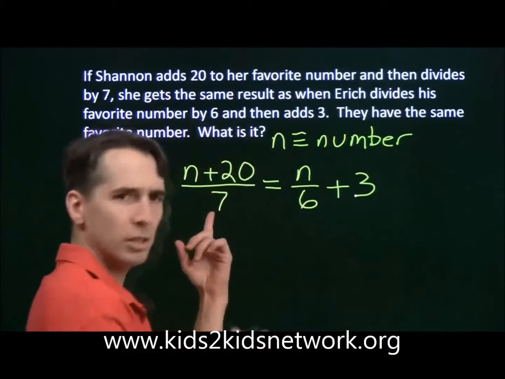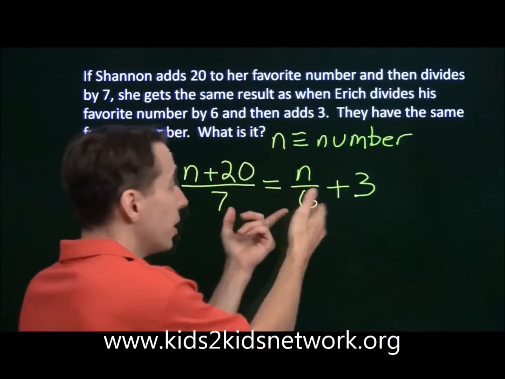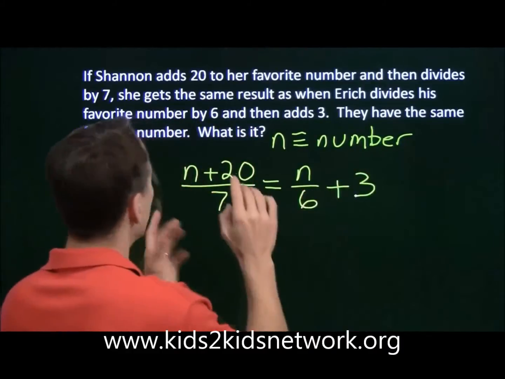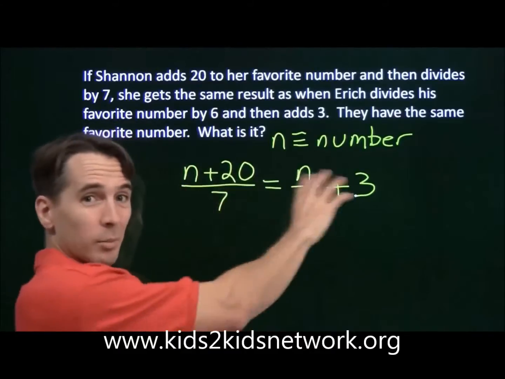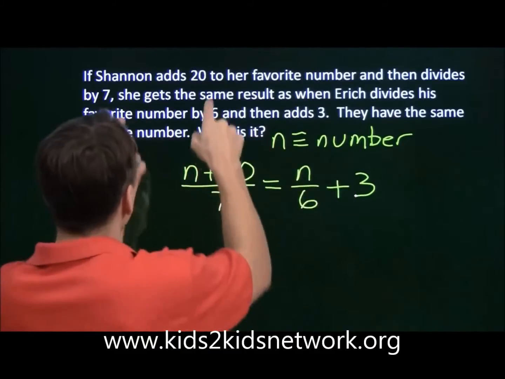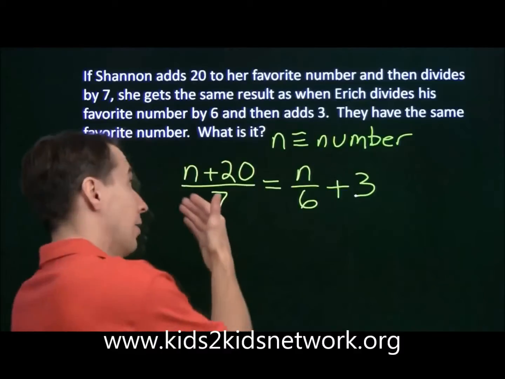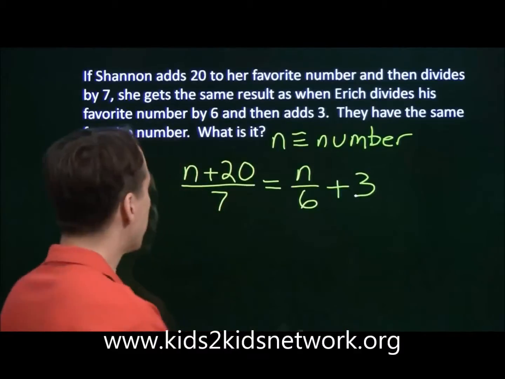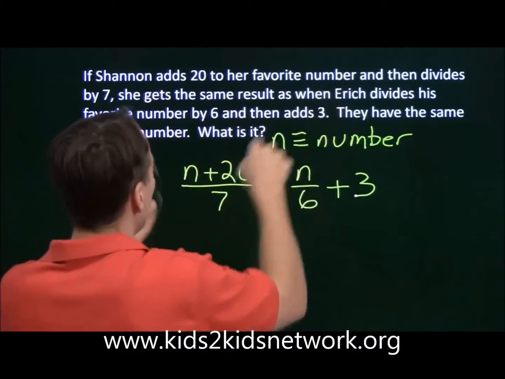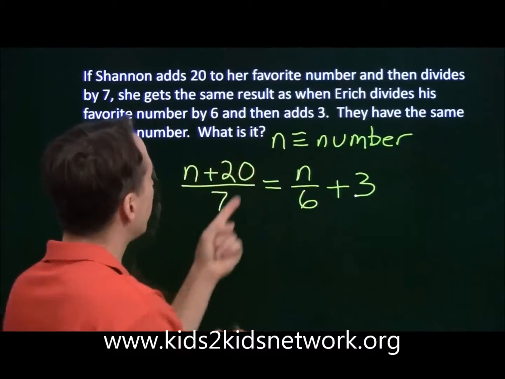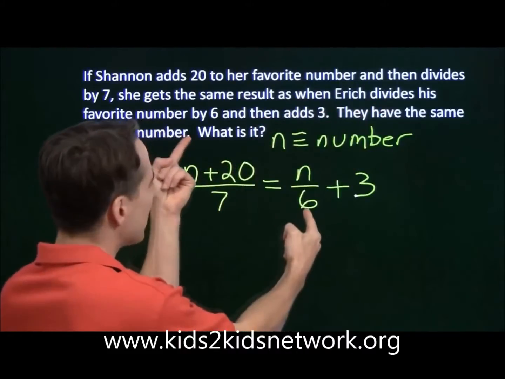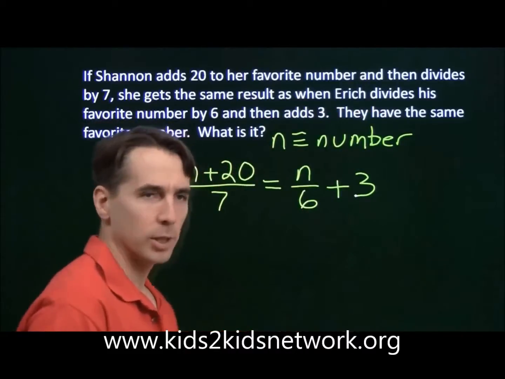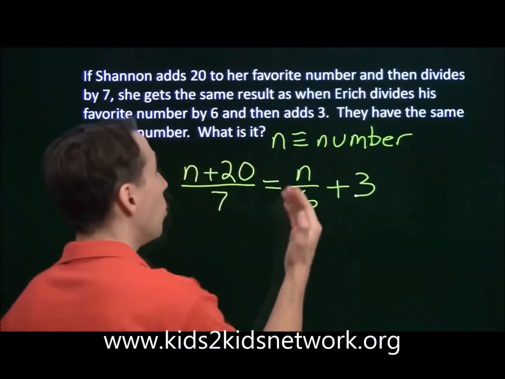Now notice over here the 7's divided into the 20, but over here the 6 isn't divided into the 3. I like to check my equation before I go ahead and solve it. Go back and look at the problem, make sure that I've actually converted it to an equation correctly. Adds 20 and then divides by 7. That's what we're doing over here. Eric divides by 6 and then he adds 3. All right, so we have an equation here. We know how to tackle this.